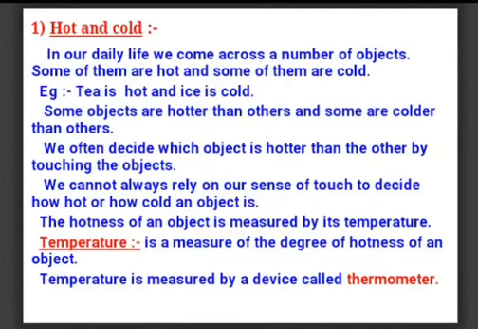First of all, we'll talk about temperatures. Hot and cold. In our daily life, we come across a number of objects. Some of them are hot and some of them are cold. For example, tea is hot and ice is cold. Some objects are hotter than others and some are colder than others. We often decide which object is hotter than the other by touching the objects.